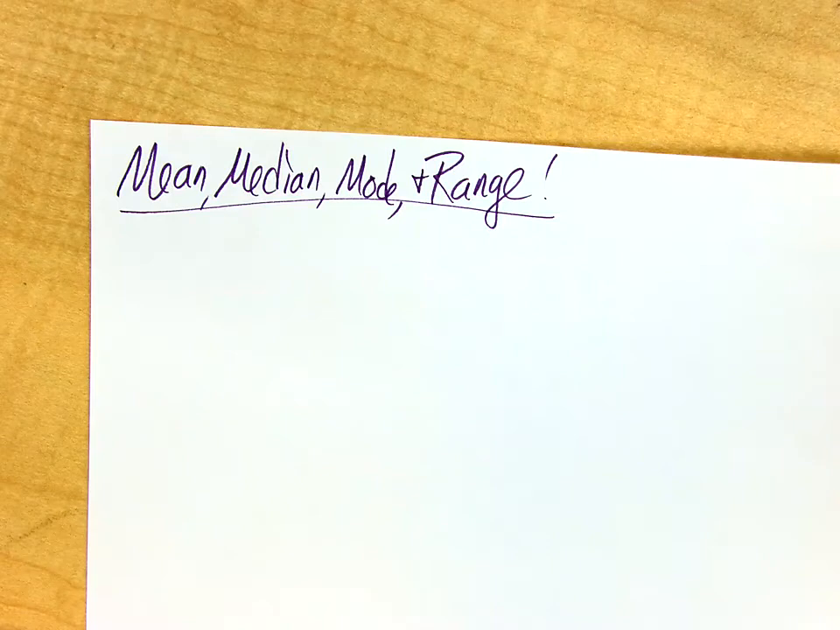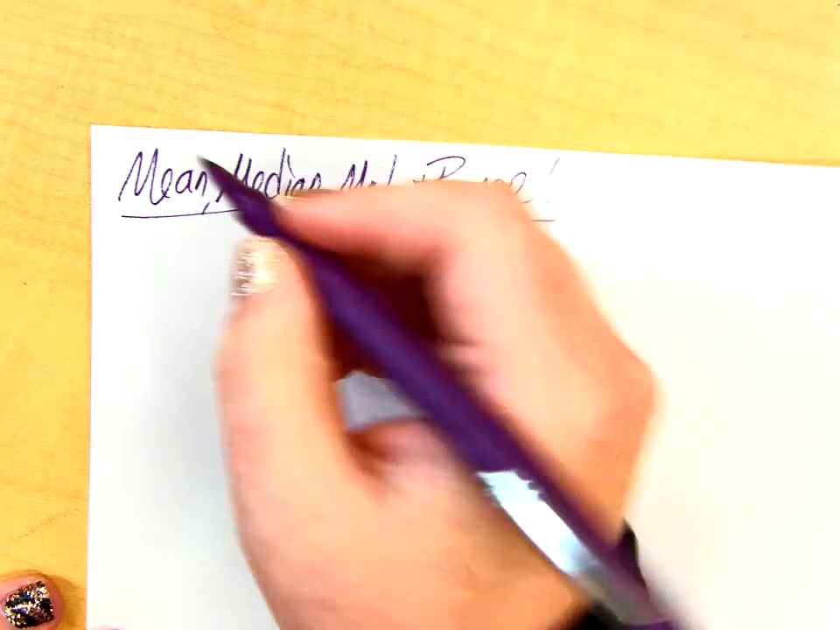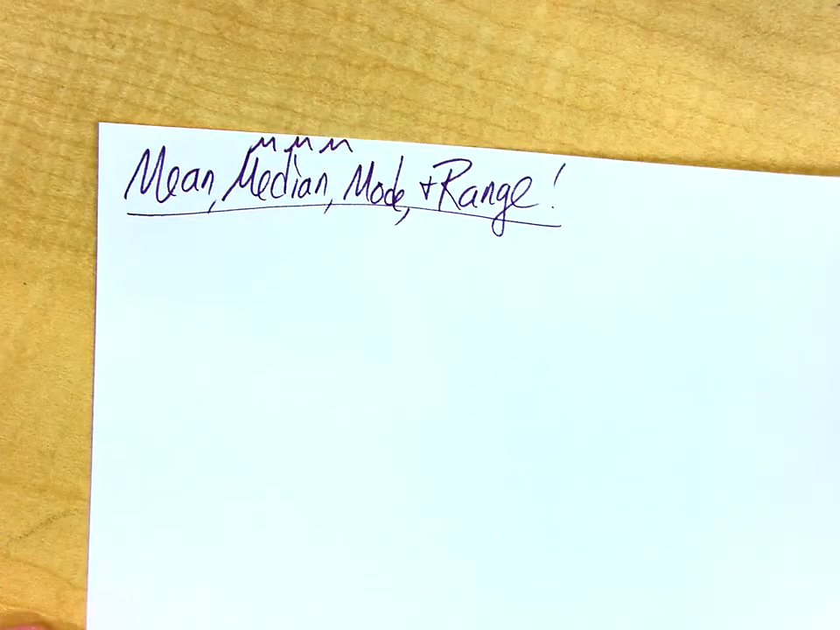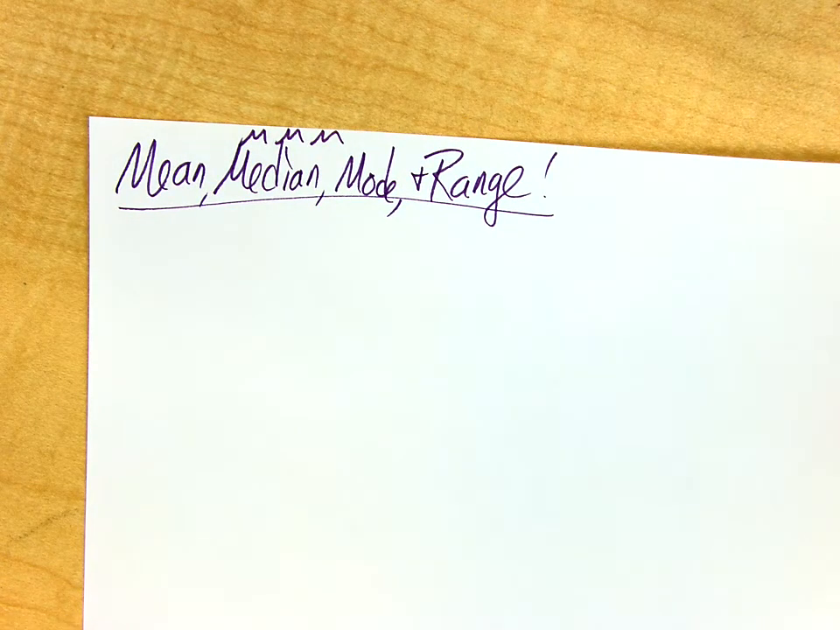Okay, so mean, median, mode, and range. Sometimes we abbreviate mean, median, mode as just MMM. Let's talk about what each one is and how to find it. How do you find the mean? I think you add them all together and then divide by the amount. Right, however many numbers you have.